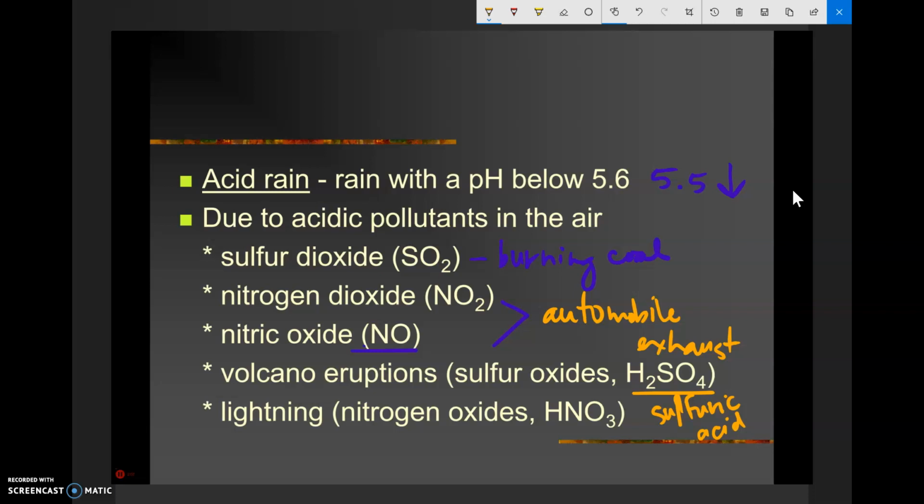Another thing is that lightning will give off nitrogen oxide, and that's going to create nitric acid right here. And if you remember, these are 2 out of the 3 strong acids that I'm going to have you memorize. So sulfuric acid and nitric acid are being made from these nitrogen and sulfur oxides in the air. And that's what's going to create acid rain.